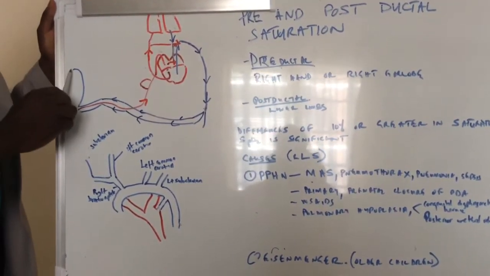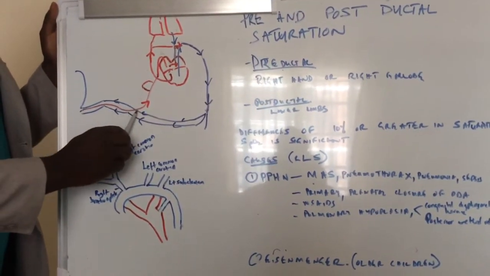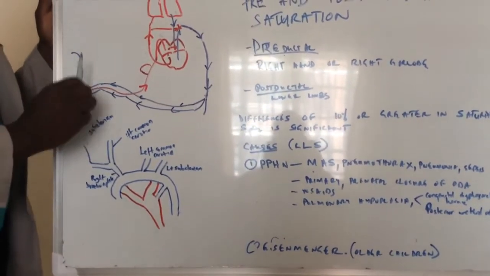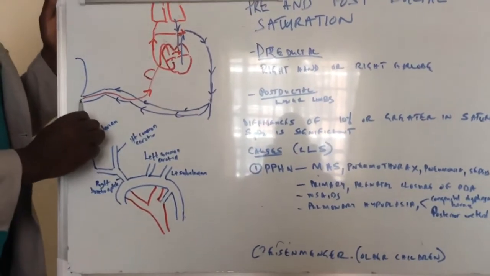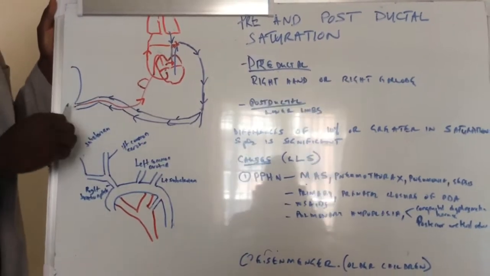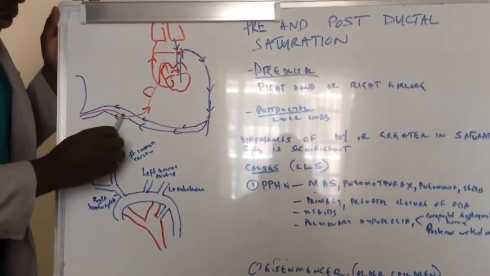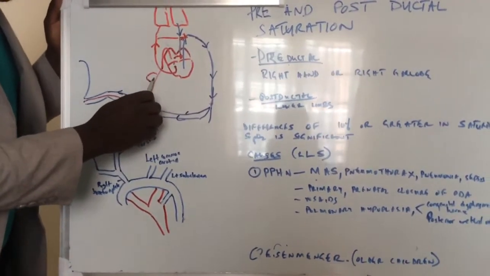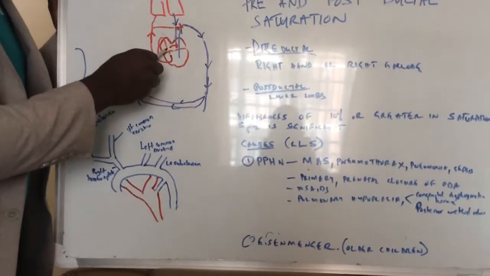In fetal circulation, this is the placenta, and there is a cord connecting the placenta to the baby, and in the cord there are two arteries and one vein. The arteries carry deoxygenated blood to the placenta, while the vein carries oxygenated blood to the baby. So this is the vein in red, carrying oxygenated blood to the baby, and it bypasses the liver, then goes eventually into the right atrium.